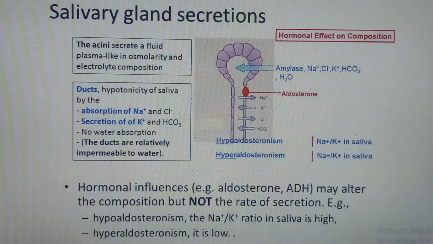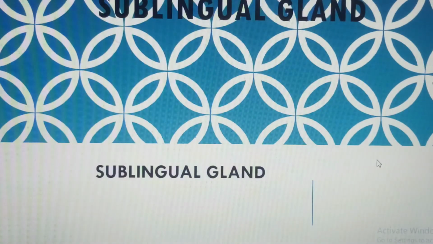Okay, but get to know that the saliva which is secreted will be isotonic to plasma, but after the modification, it will be hypotonic. But get to know that this reabsorption is about ions and no water is reabsorbed, because these ducts are essentially impermeable to water. So we go to the next gland that we're going to look at its anatomy, and that gland is known as the sublingual gland.